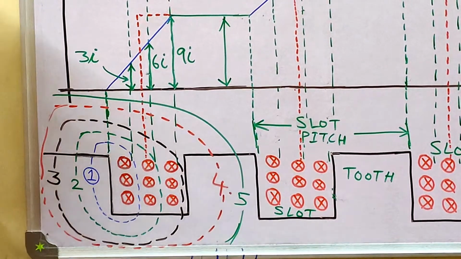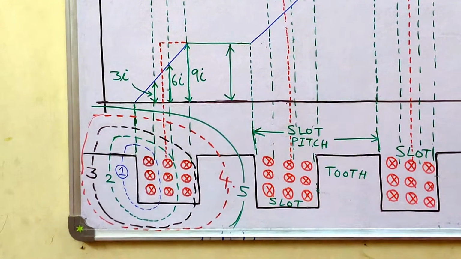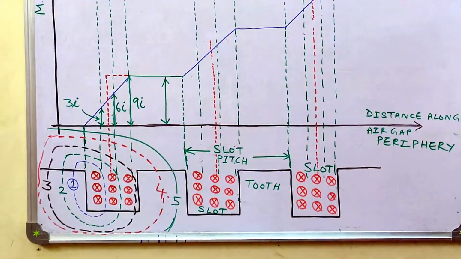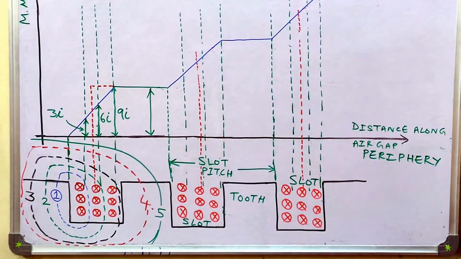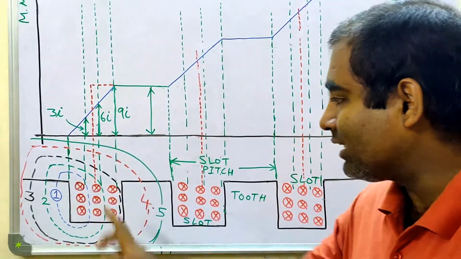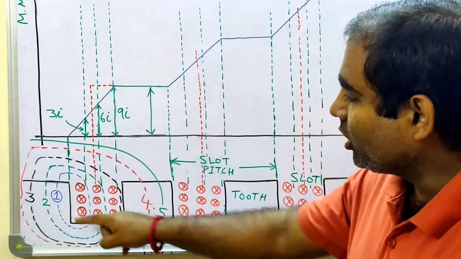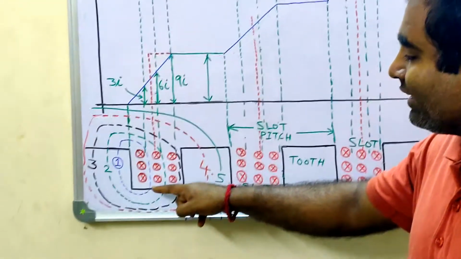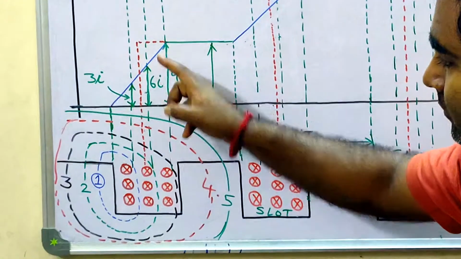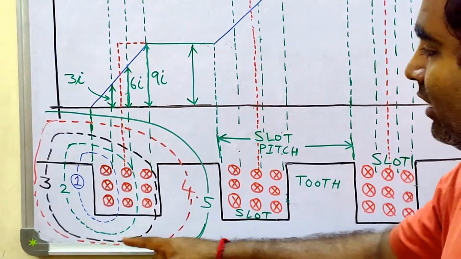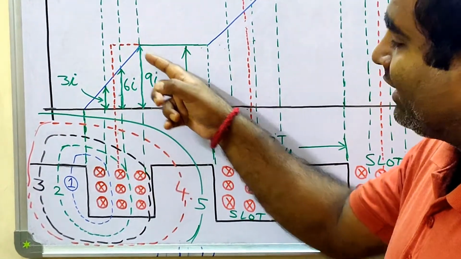Now you apply Ampere's circuital law. Ampere's circuital law states that the MMF acting along a closed path will be equal to the current which is being enclosed by that closed path. So if you take path number 1, how much current is being enclosed? 3I. So MMF acting along this line is 3I. If you take path number 2, how much current is enclosed? 6I. So MMF acting along this path is 6I. If you take path number 3, 9 conductors are enclosed, so MMF acting along this path is 9I.